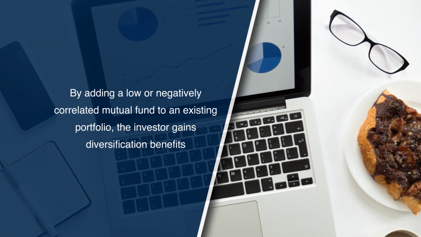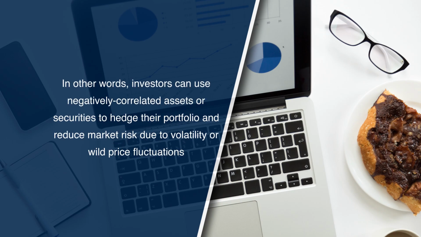By adding low or negatively correlated mutual funds to an existing portfolio, investors gain diversification benefits. And this is the beauty of correlation. In other words, we can say that investors can use negatively correlated assets or securities to hedge their portfolio and reduce market risk due to volatility or wild price fluctuations.